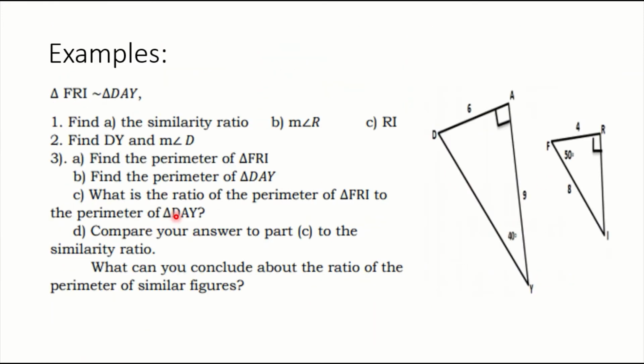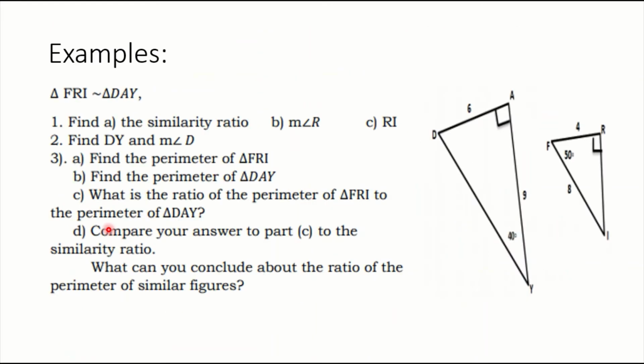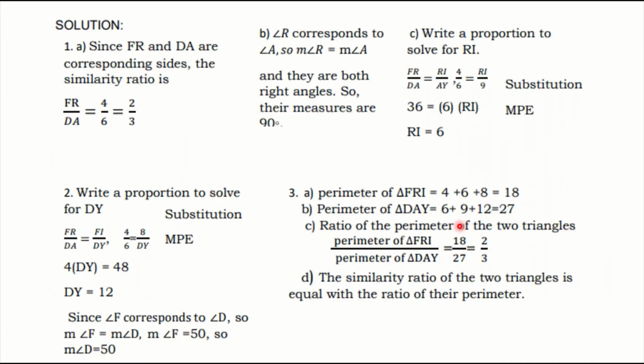Number 2 question. Number 2 pala, find DY and the measure of angle D. DY, ito yon. Yung mahabang legs. Yung pinakamahaba. Therefore, hanapin natin siya. Write a proportion to solve for DY. Ayan ulit. FR over DA is equal to FI over DY. Ayan. FR tsaka DA, then FI, since may value tayo dyan, yung nawawala is yung kay DY.